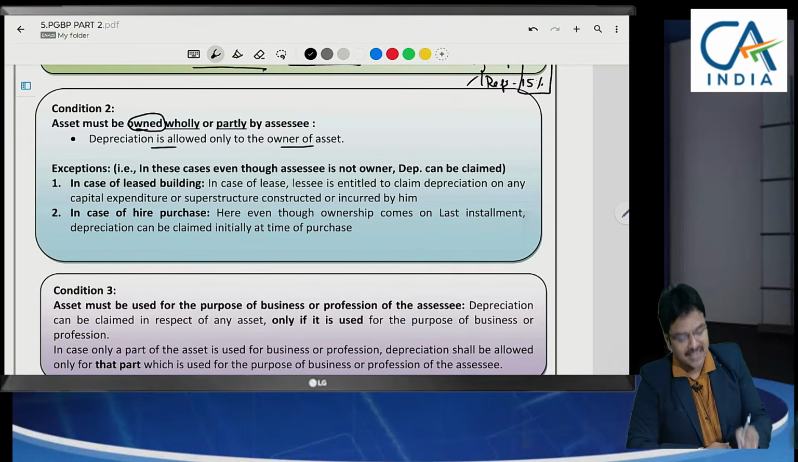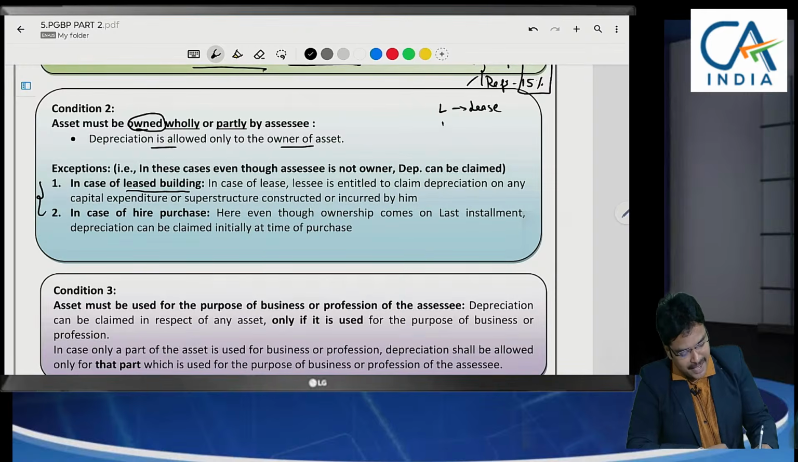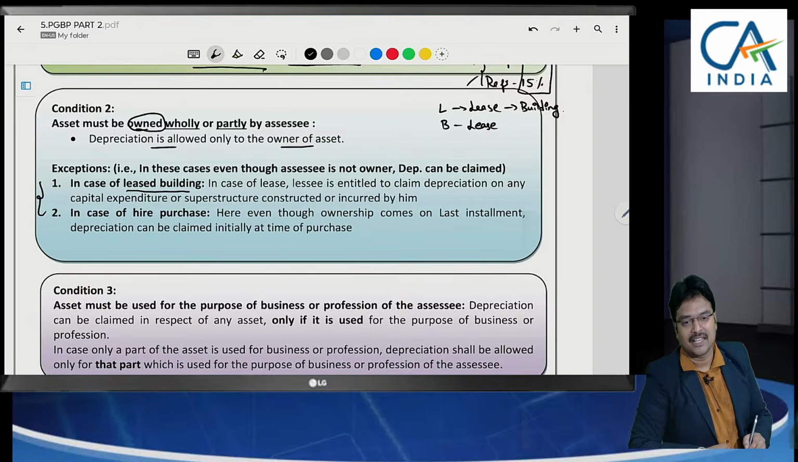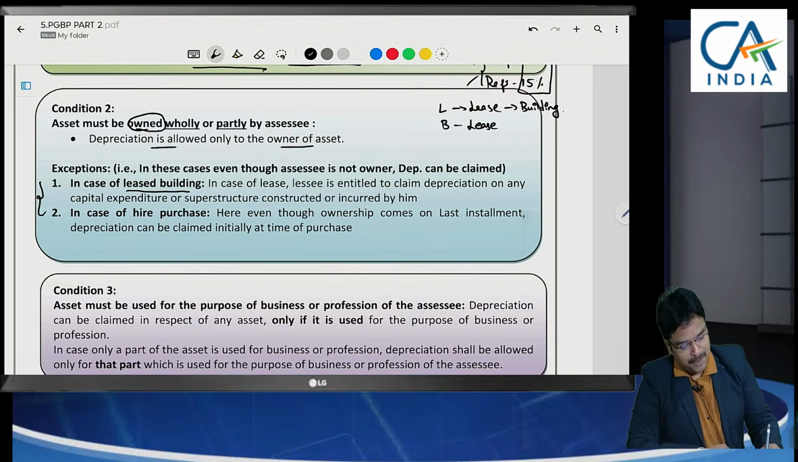Depreciation is allowed only when the assessee is the owner of the asset, but it has two exceptions. The first exception is a leased building. When land or any building is taken on lease, we construct the building on the land; the owner will not construct. The lessee who has taken the property on lease will construct the building. Even when a building is taken on lease, any capital expenditure on this building will be spent by the lessee only.